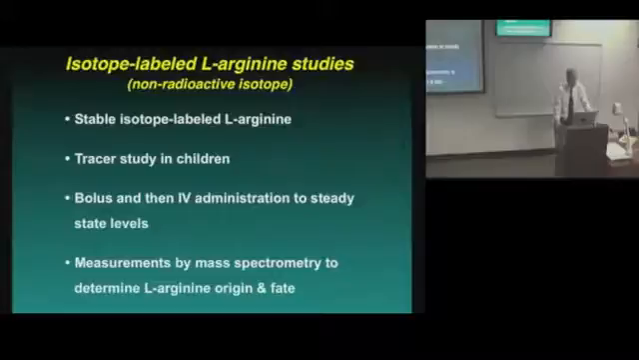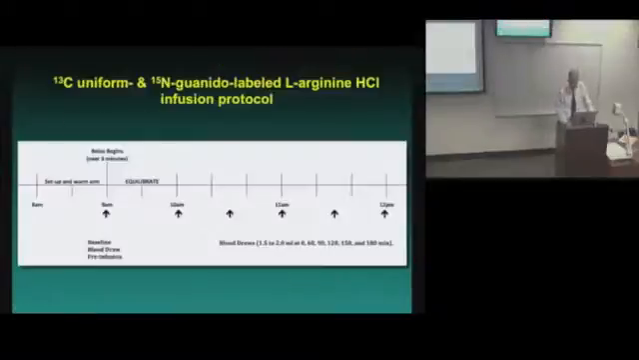When we do it in Tanzania, it's more difficult to get all the right approvals from the approving bodies, as you might imagine, but also just the logistics of doing it was difficult. But we give a bolus of this, and then we give IV administration chronically at a very steady level for about 3 hours and draw bloods at multiple time points, and then measure by mass spectrometry to determine the L-arginine origin and fate. This is the protocol. I won't go through this in detail, but we work with normal children, age 4 to 8, and children with severe malaria.